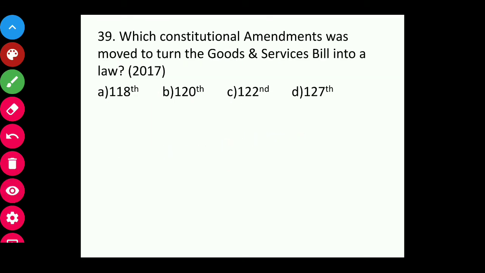39th. Which constitutional amendment was moved to turn the Goods and Services Bill into a law? The 122nd Amendment. This is the answer.